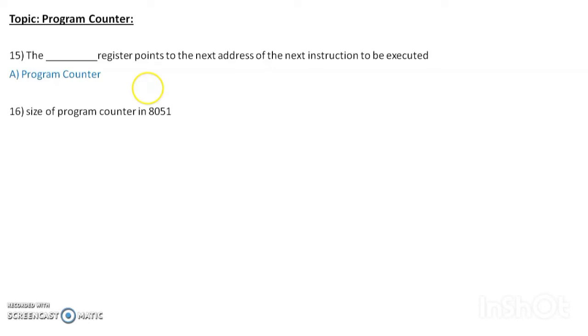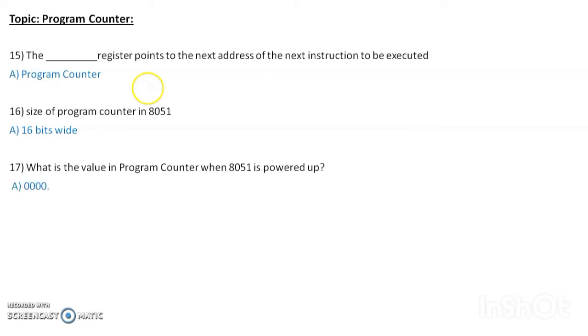Bit number 16. Size of program counter in 8051. So the answer will be 16 bits wide. Bit number 17. What is the value in the program counter when 8051 is powered up? The answer will be 0000. It means that when you restart or start the system, the address stored in the program counter will be 0000, nothing but the starting address.